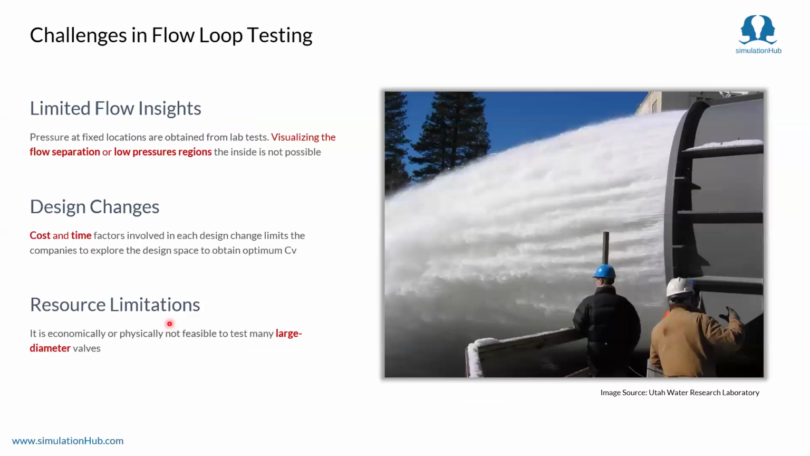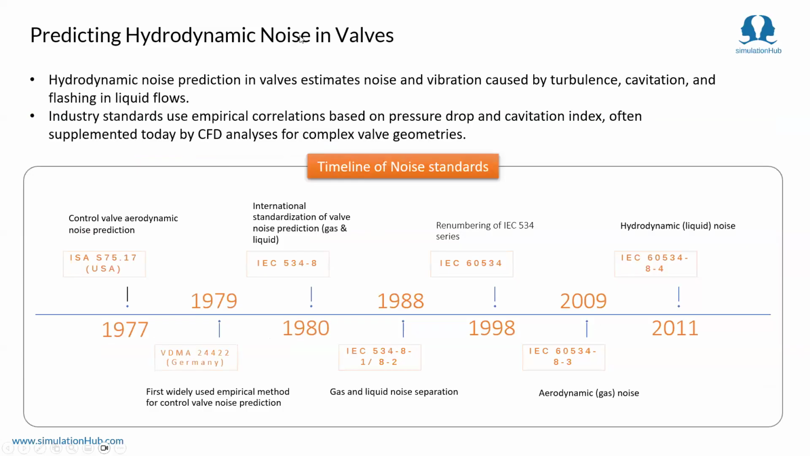So these are the challenges in flow loop tests. There are also resource limitations. There is a maximum diameter capacity for each lab to test valves. These are the limitations. And each design iteration takes a whole lot of time, the whole cycle, and money involved. So what are the other methods? Here I'll invite Akshay to take over and introduce the other methods.